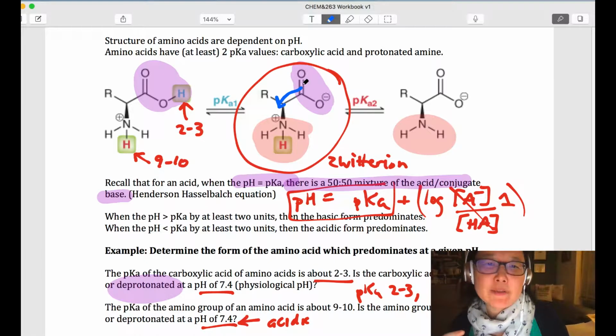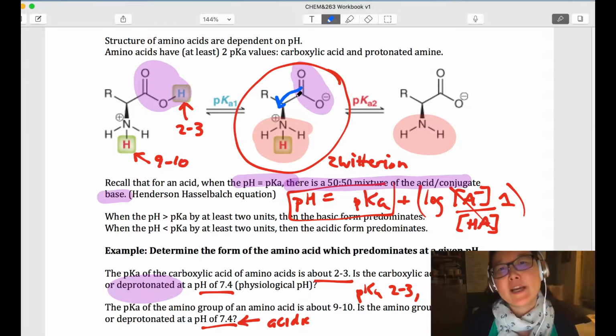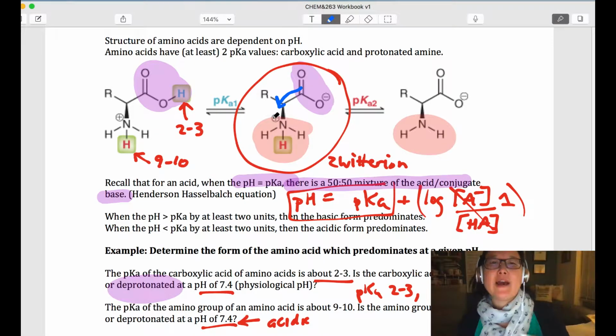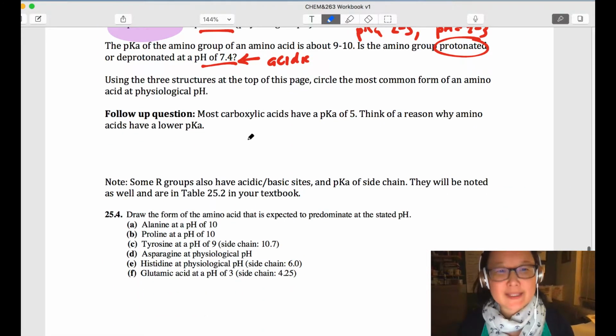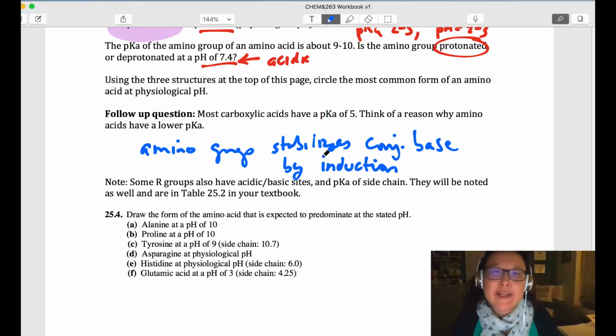It can spread it out through resonance. It can also spread out through induction. By having the nitrogen there, it helps to pull the charge and spread it out more, which delocalizes that charge, and that stabilizes it. So I'm going to say the amino group stabilizes the conjugate base by induction. It pulls the charge away, therefore spreading it out.